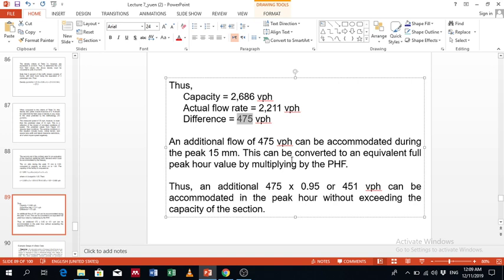Remember, in the first step, we gave you volume and you converted it to a 15-minute flow rate. Here we have the 15-minute flow rate. We can convert it to volume only by multiplying it with the PHF. So if you multiply with the PHF, which was 95%, you will reach 451 vehicles per hour that can be accommodated in the peak hour without exceeding the capacity of the section. Right?